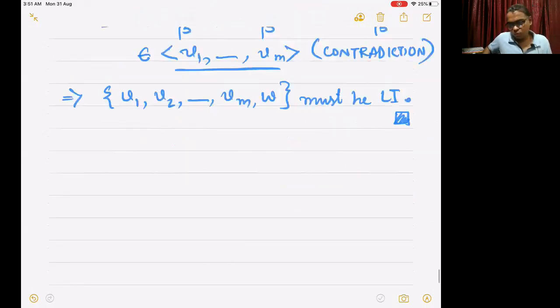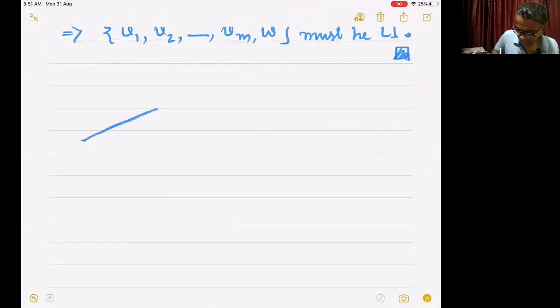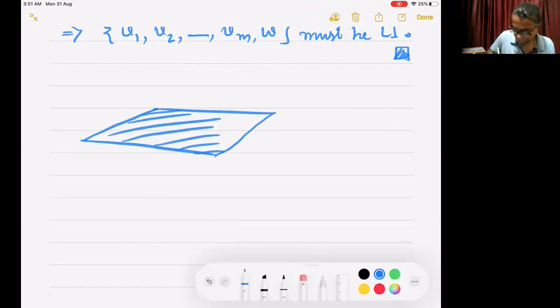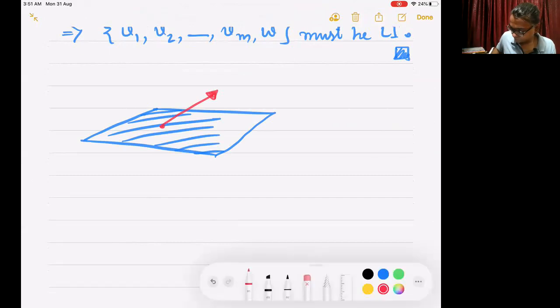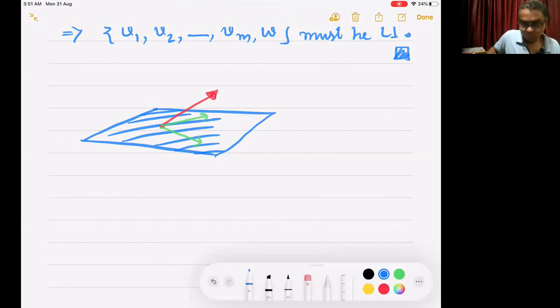Now, so pictorially, it would look something like this. Suppose this is a span of some vectors, and here, if I have another vector outside, then this together with this, okay, so suppose I had a vector here and a vector here, then these three vectors also will be linearly independent. Okay, that's it. Now, some consequences of this.